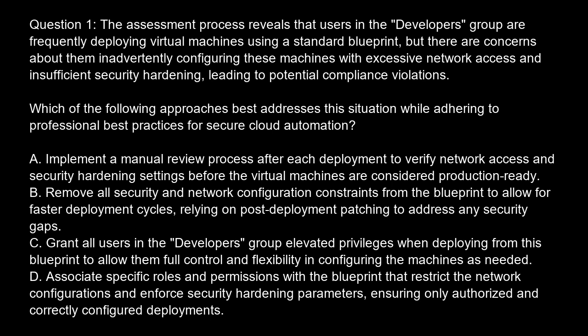Option C. Grant all users in the developers group elevated privileges when deploying from this blueprint to allow them full control and flexibility in configuring the machines as needed. Option D. Associate specific roles and permissions with the blueprint that restrict the network configurations and enforce security hardening parameters, ensuring only authorized and correctly configured deployments.